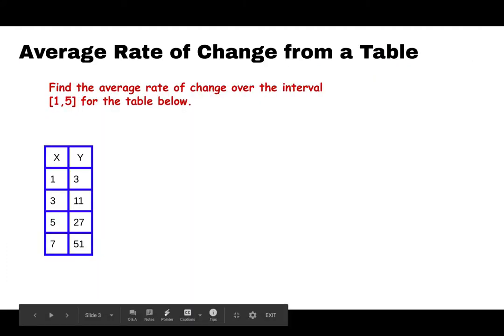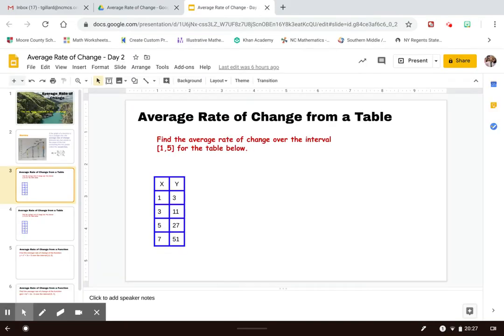Gillard. So let's go to the first thing that we're going to do today, which is the average rate of change from a table. Now it says here to find the average rate of change over the interval 1, 5 for the table below. Whenever you see something termed an interval and you get two numbers, like 1, 5, those numbers mean your x values. So I'm looking for an interval between this x value of 1 and this x value of 5. That is the interval where I'm looking for the average rate of change.